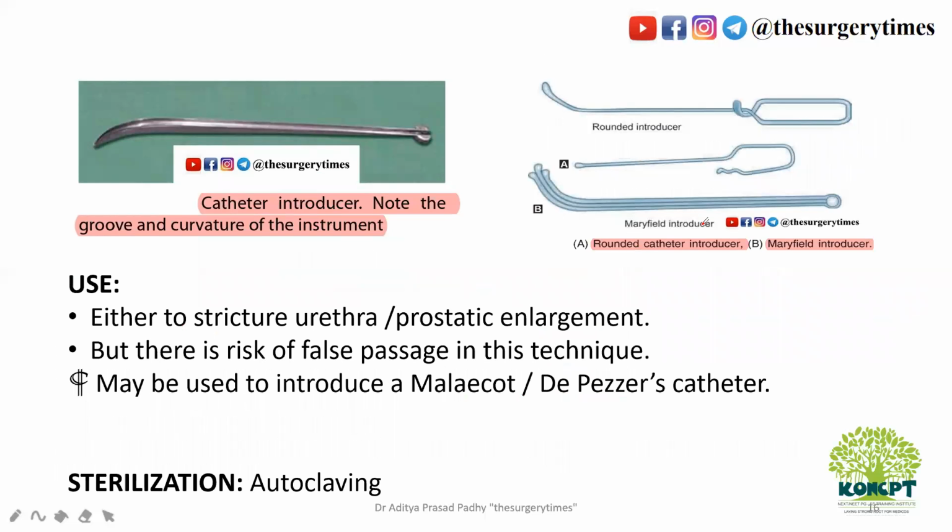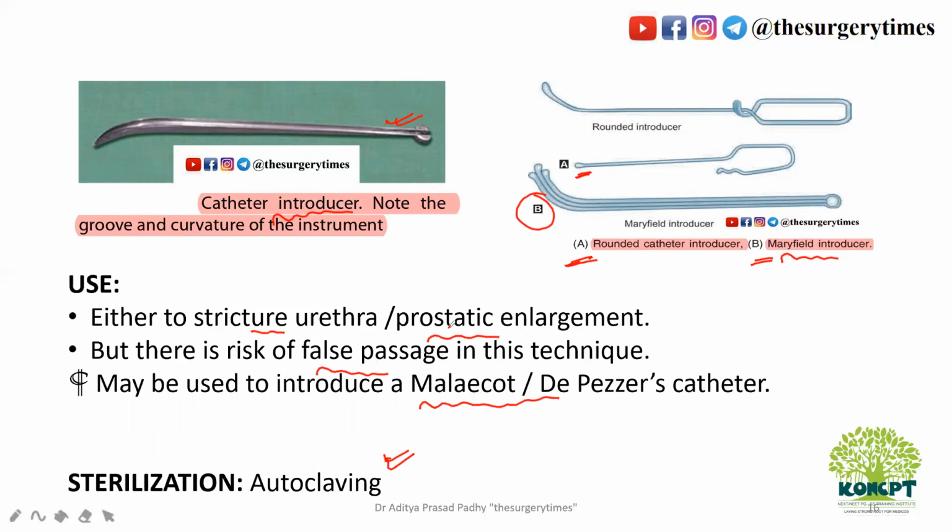Next is the catheter introducer. Prior to introducing the catheter, in cases of mainly stricture, either stricture urethra or prostatic enlargement, these instruments are used. Otherwise, there is no role for this. There is a risk of false passage also in this technique, and it may be used in order to introduce Malecot or De Pezzer's catheter. Sterilization is by autoclaving, as it is metallic. These are the rounded catheter introducer and the Merrifield introducer. There are two types. This one is the Merrifield introducer. This one has a rounded tip, as it is already showing.